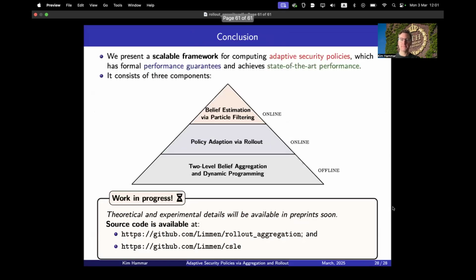So in conclusion, we have presented a scalable framework for approximating very large POMDPs, which has theoretical performance guarantees and achieves state-of-the-art performance on a standard benchmark. And it comprises three main parts: offline policy optimization using dynamic programming in an aggregate belief space, online policy adaptation using rollout and lookahead optimization, and online belief estimation via particle filtering.